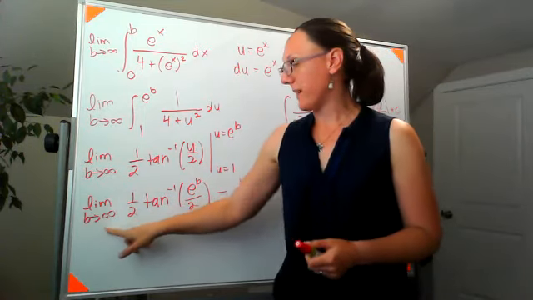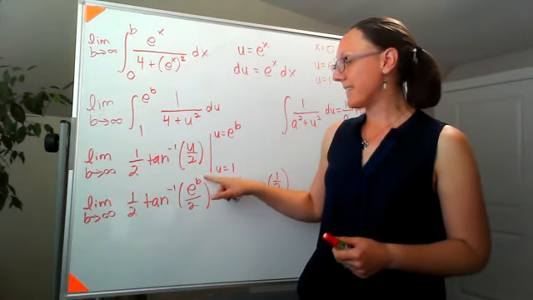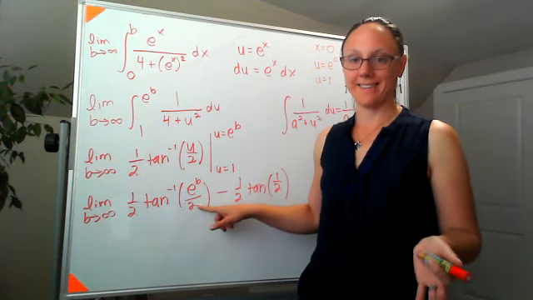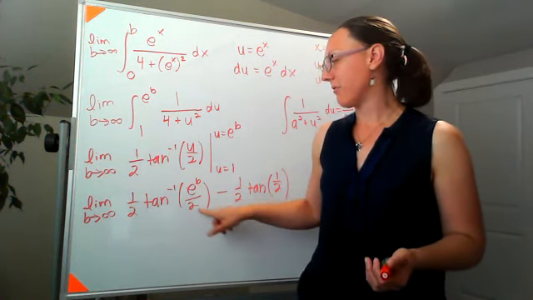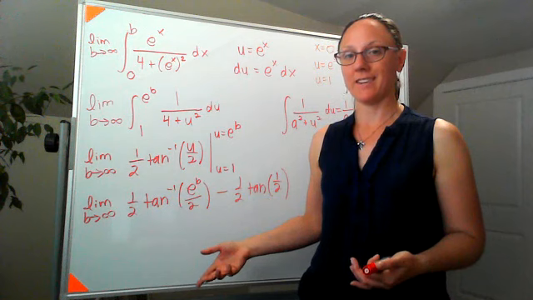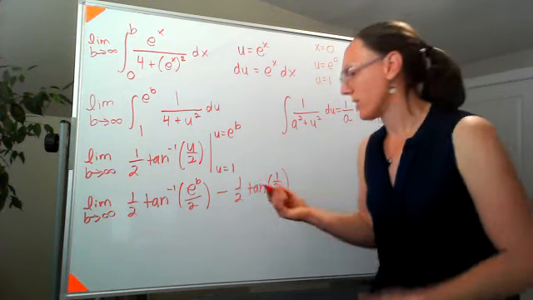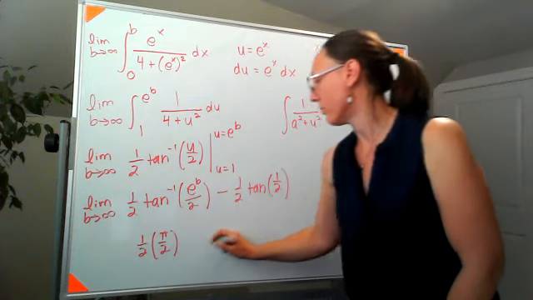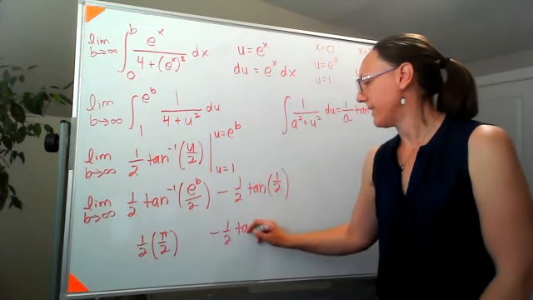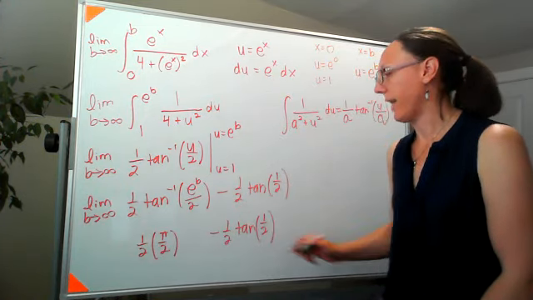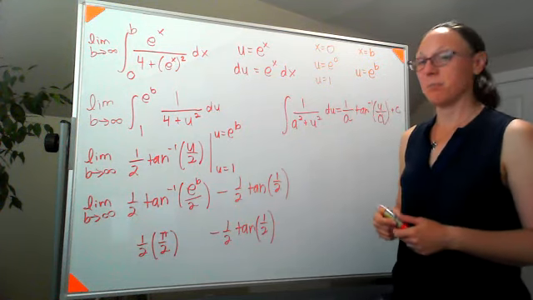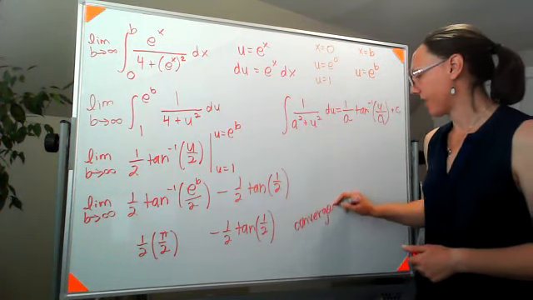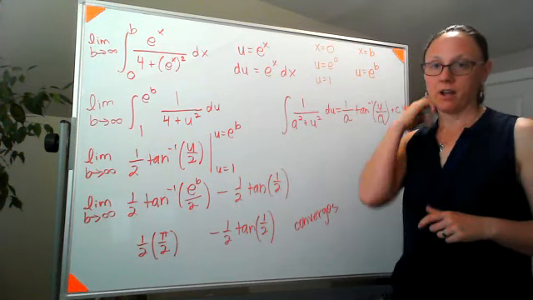If I take this limit as b approaches infinity, e to the infinity is going to infinity, and infinity over 2 is still infinite, and tan inverse of positive infinity is going to pi over 2. So this looks like 1/2 times pi over 2 minus 1/2 tan inverse of 1/2. Well, I don't know what that is, but it's a number. So this definitely converges. We did not get something infinite.